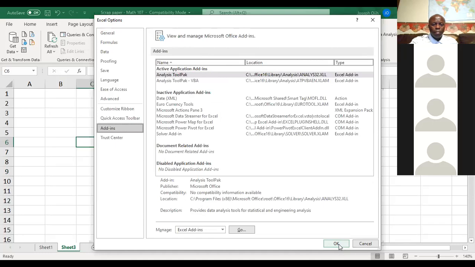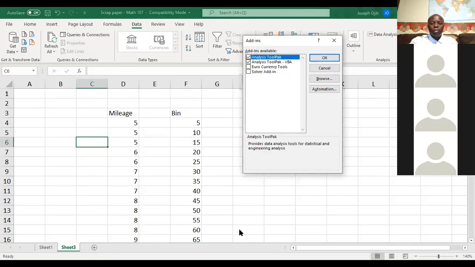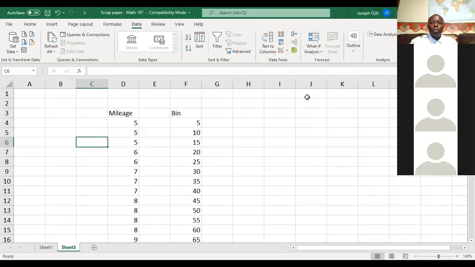Once you click Add-ins, it brings this out. See, Excel Add-ins, click Go. You can see Analysis ToolPak. Check it. See, mine is already checked. Then when you check, click OK. And when you go back, you see it right there. Once it's there, now you can use it.